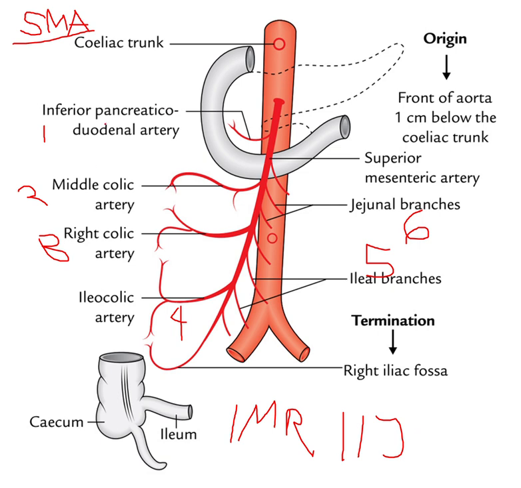Inferior pancreatico-duodenal artery, middle colic artery, right colic artery, ileocolic artery, ileal branches, and jejunal branches. The branches of the SMA. Anatomy review of the day.